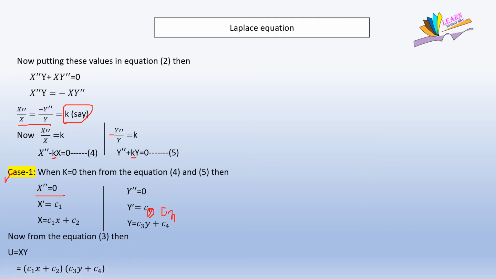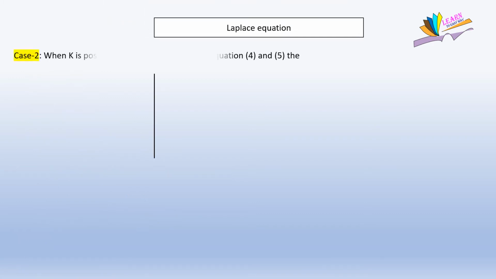Now from equation 3, we get U is equal to XY, where X is equal to c1x plus c2, and Y is equal to c3y plus c4. This is the required solution. Again, case when k is positive, let k is equal to p². Then from equations 4 and 5, we get X'' minus p²X is equal to 0.